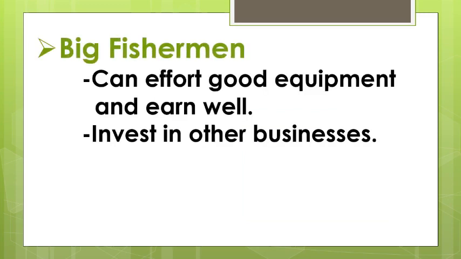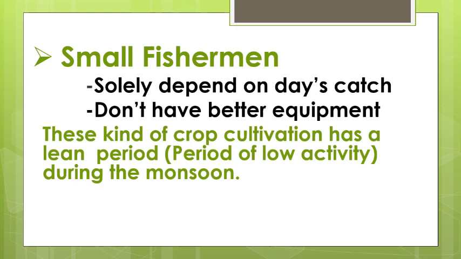Big fishermen can afford good equipment and earn well. They can also invest in other businesses because they have more money. They are the ones who also recruit other people to work with them in their fishing business. Small fishermen solely depend on the day's catch. They do not have better equipment, and thus they work with the bigger fishermen and earn their living.